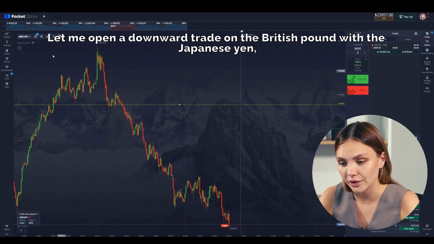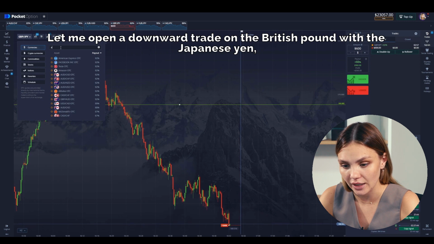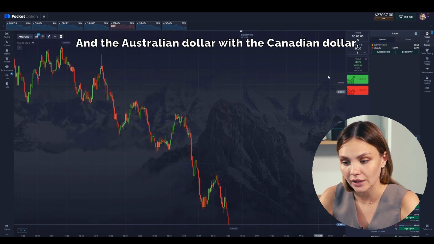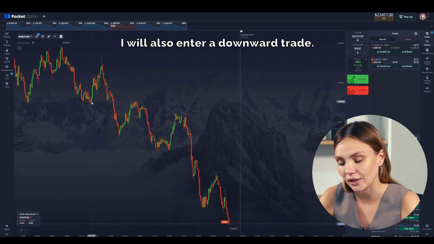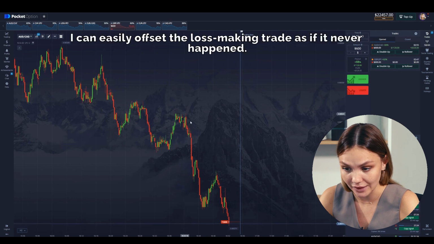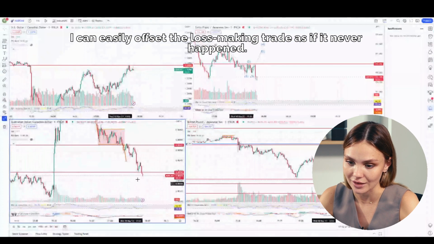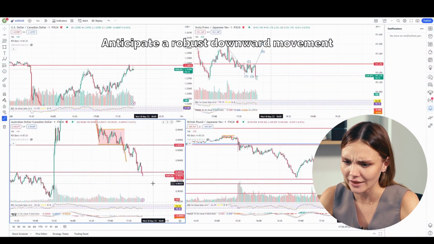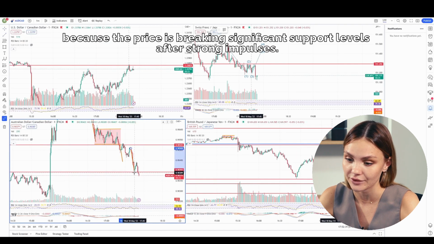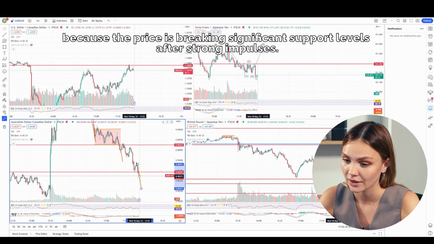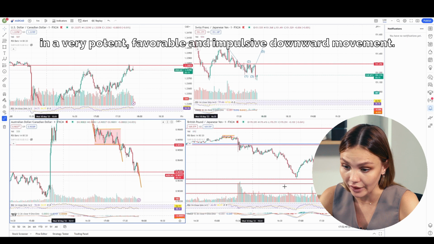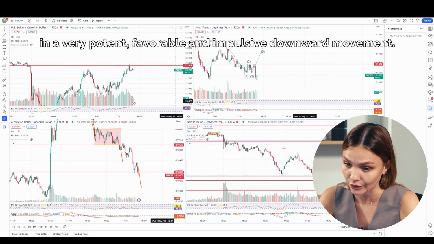Let me open a downward trade on the British pound with the Japanese yen, as the breakout has already occurred, and the Australian dollar with the Canadian dollar. I'll also enter a downward trade. If these two trades close profitably, I can easily offset the loss-making trade as if it never happened. I anticipate a robust downward movement because the price is breaking significant support levels after strong impulses. The current situation should definitely result in a very potent, favorable, and impulsive downward movement.